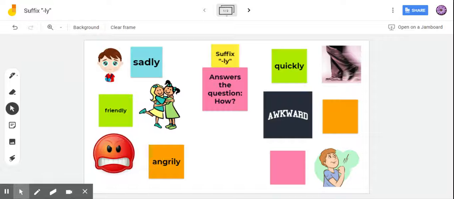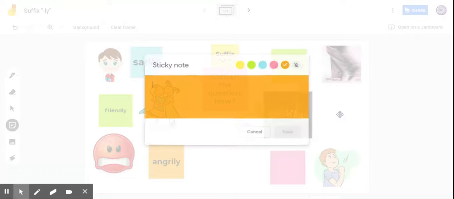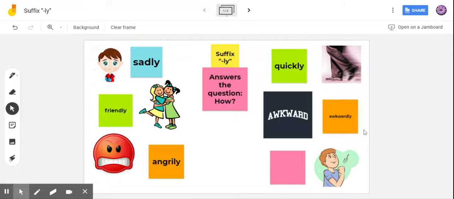He walked quickly. Now, I couldn't think of a picture for the word awkward, but we could say that when I walk into the wrong room at a university, that is awkward, right? But if I add the suffix ly to that word, I could say I awkwardly shuffled back out of the room because I had walked into the wrong one. So right there, I just added the suffix ly. How did I shuffle outside of the room? I did it awkwardly. So it answers the word how.